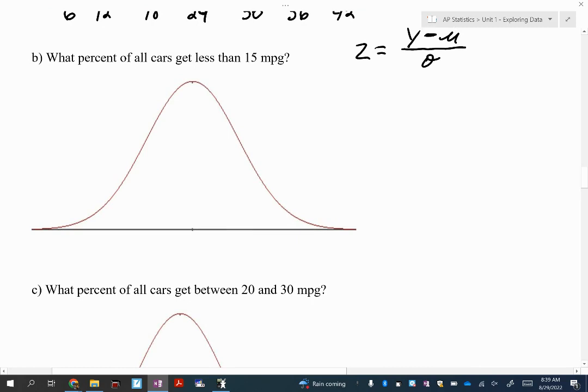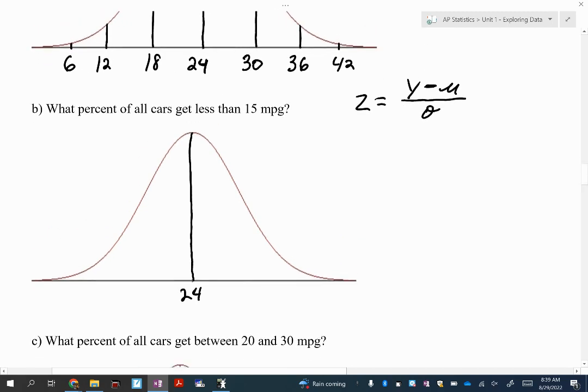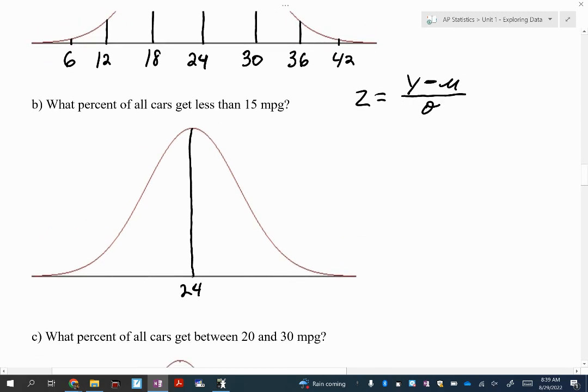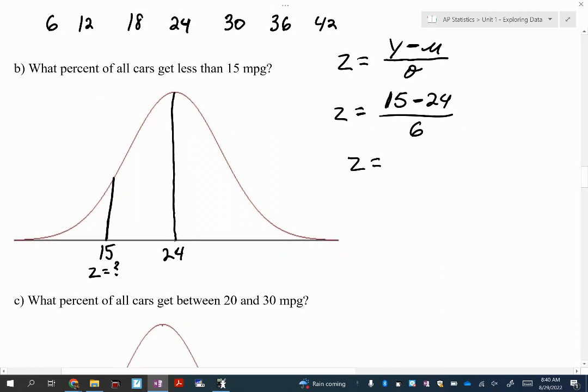So we know that right in the middle, and I'm going to draw a little bit more than I normally would, right in the middle is 24. So 15 is going to be somewhere in between 12 and 18. You can probably actually already find the z-score. So this is going to be 15. Let's find the z-score. So the z-score is going to be our data value 15 minus 24, which is the mean, divided by 6. You can use the calculator if you need to, but you get negative 9/6, which is negative 1.5. Again, use the calculator if you need to.